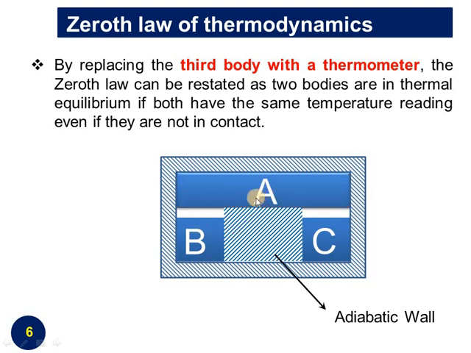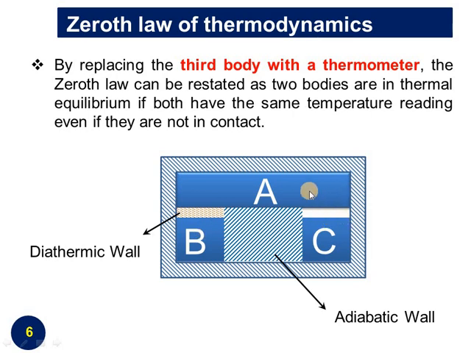Now consider a third body. Body A is in contact with B through a diathermic wall. A diathermic wall is a wall which allows heat transfer. So heat can be transferred from A to B, or from B to A. After some time, bodies A and B come into thermal equilibrium. It means the temperature of body A equals the temperature of body B.